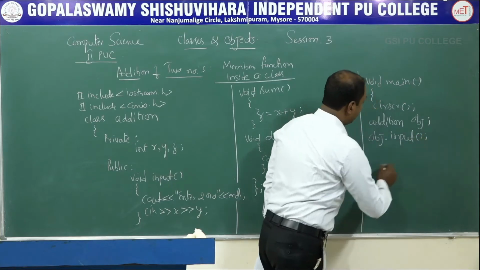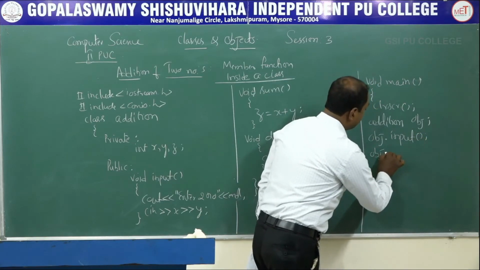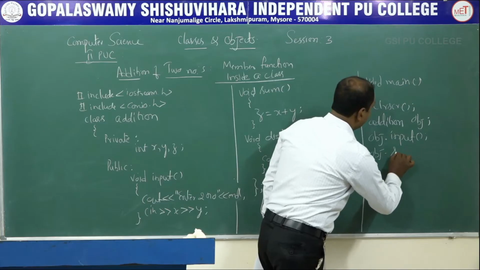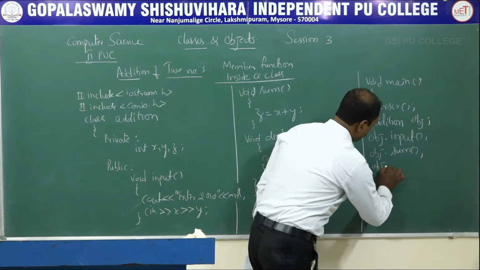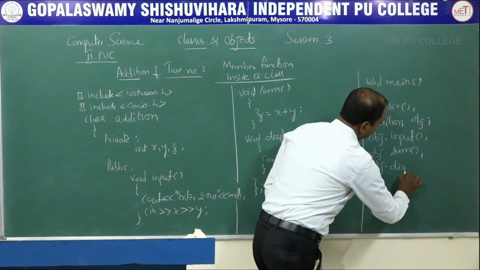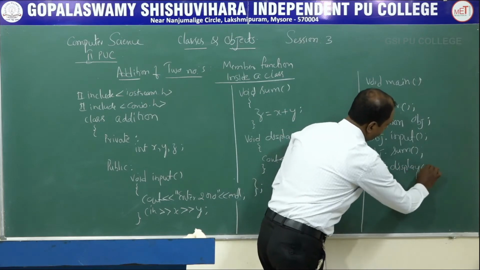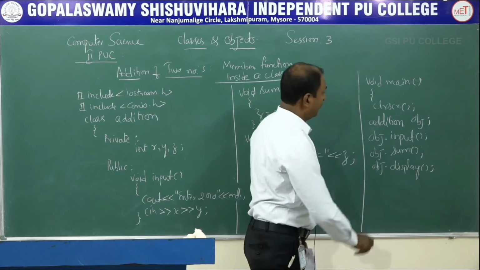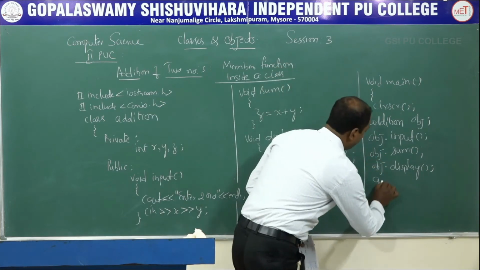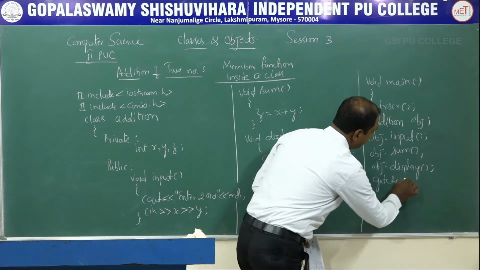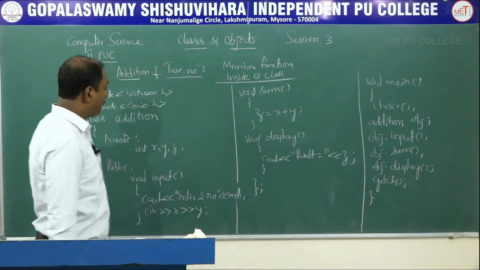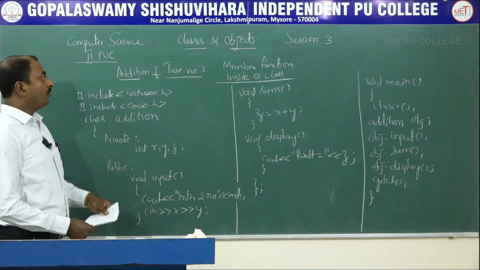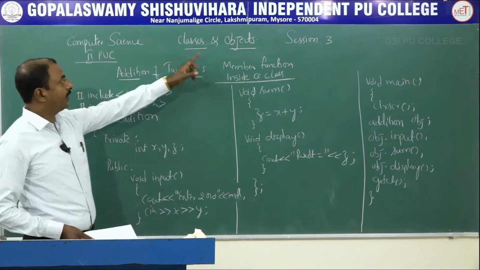input is a function. Next, immediately after this, next function is sum function. Next one is obj dot display. This is another function. After this, we say getch, and we are closing this. So this is your complete program in C++ with the help of classes and objects.